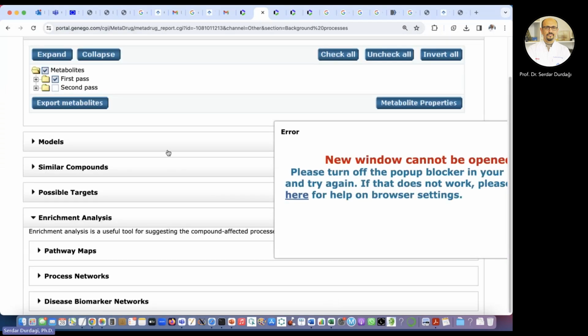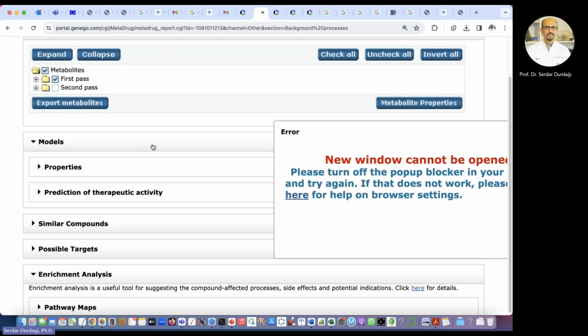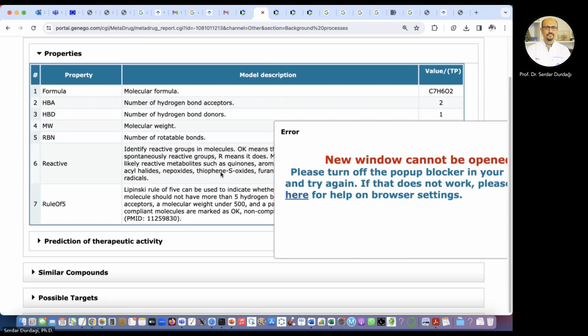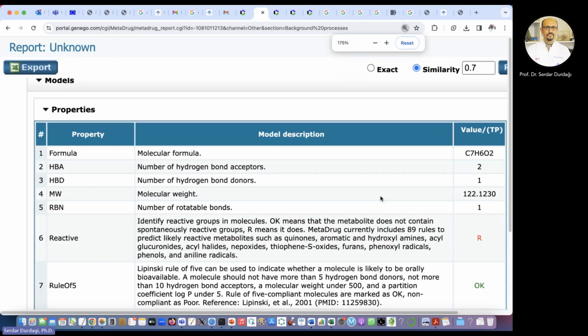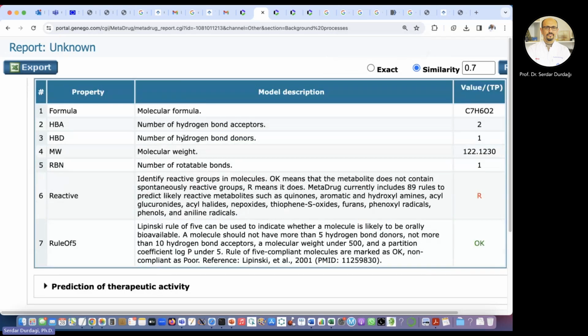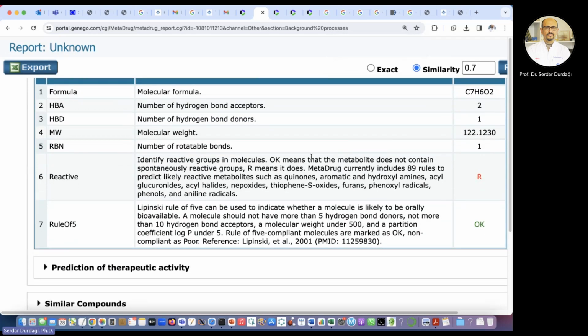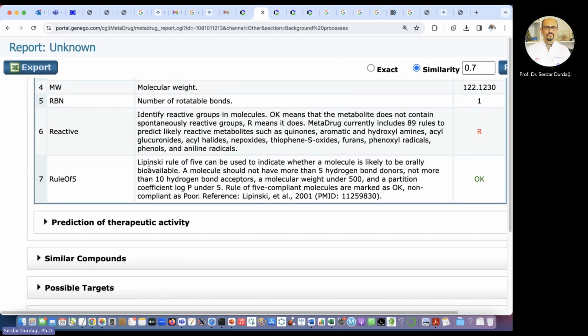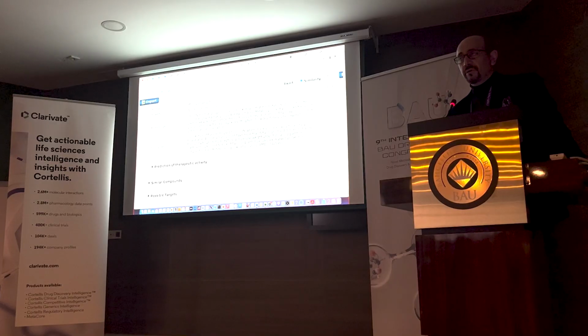Okay. Yeah, I showed you this. And then you can go to models, properties. Here you can see the molecular formula, molecular weight, reactive, Lipinski. It says that the Lipinski rule of 5 is okay. Do you remember what Lipinski's rule of 5 was? Who can tell? Yeah, it's written here. So we have 5.